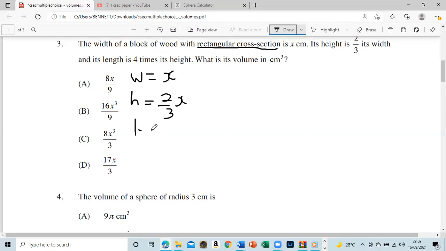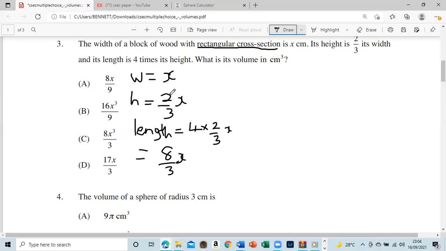The length is 4 times the height. So it's 4 times this. So put the word length. Sometimes we write it says 4 times 2/3 x. How many persons are going to know to do this one? So I'll multiply the length to come to this. 4 times 2 is 8, so it's 8/3 x.